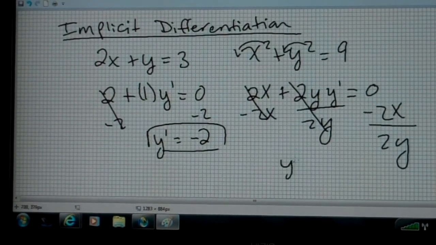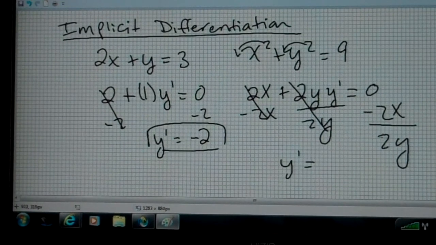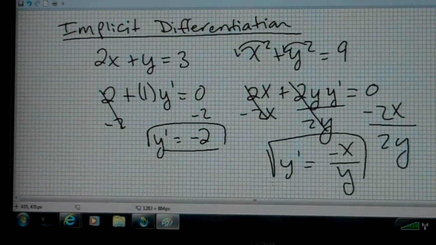So now you have y prime equals negative 2x over 2y, but that can simplify if you take the 2's out to negative x over y. And that's it.